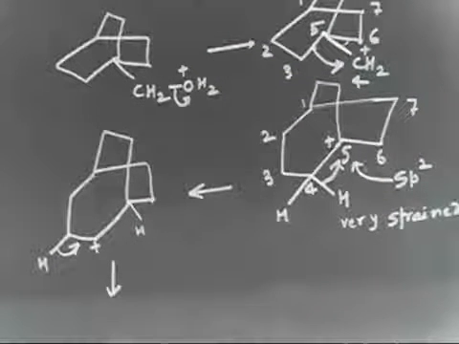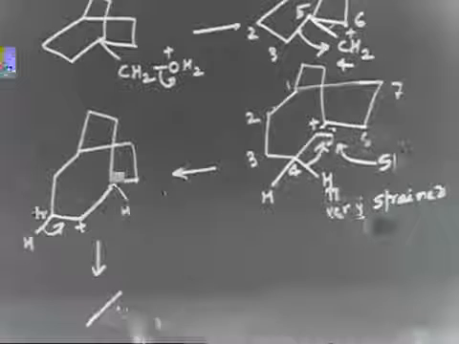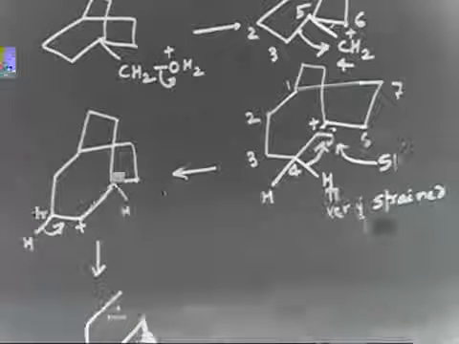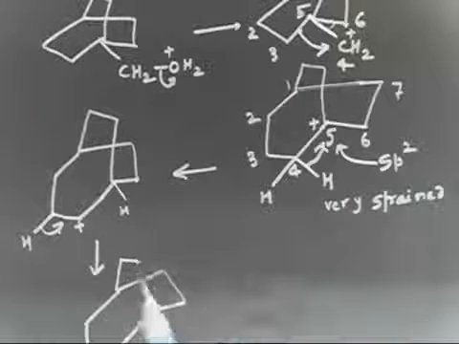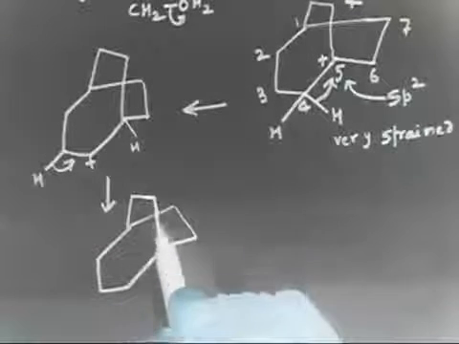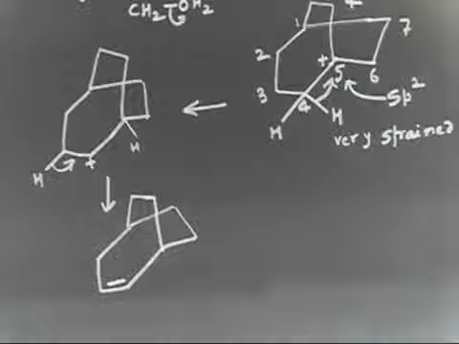If I lose H plus from here, what will we have? I will have a 6-membered ring, a 5-membered ring, this. And here I have a ring. I think you have written this one. And then there is a double bond. Are you getting or not? So I will have this compound.